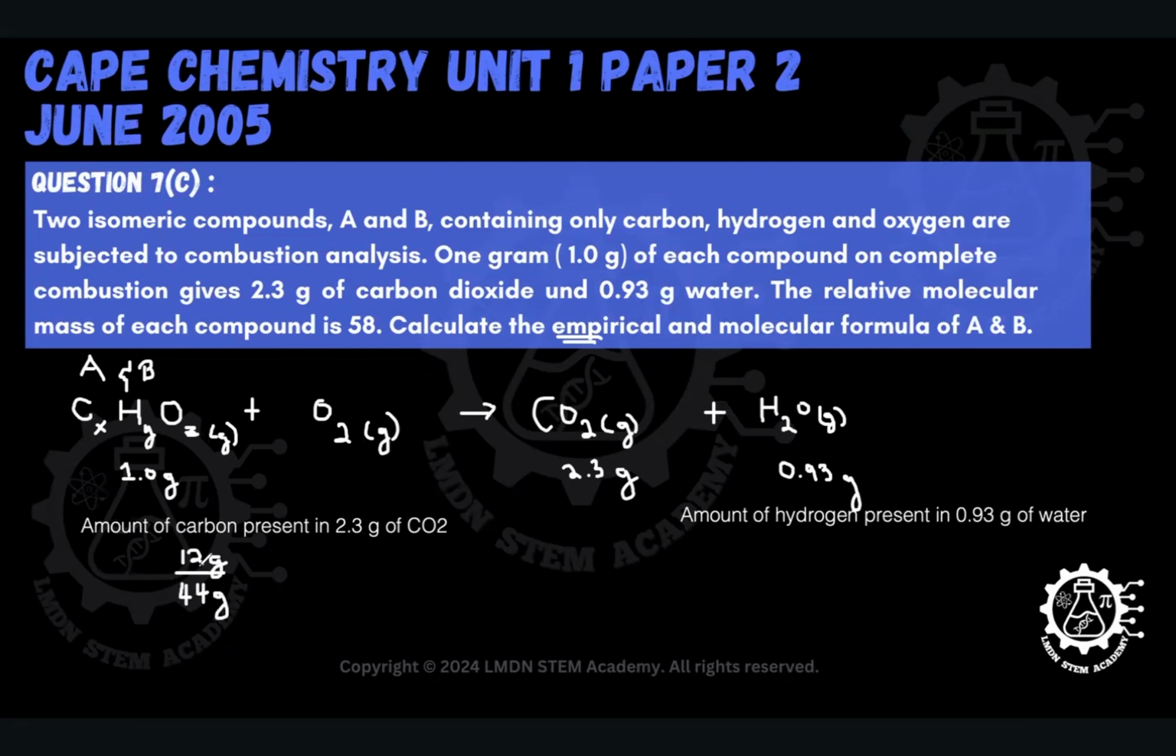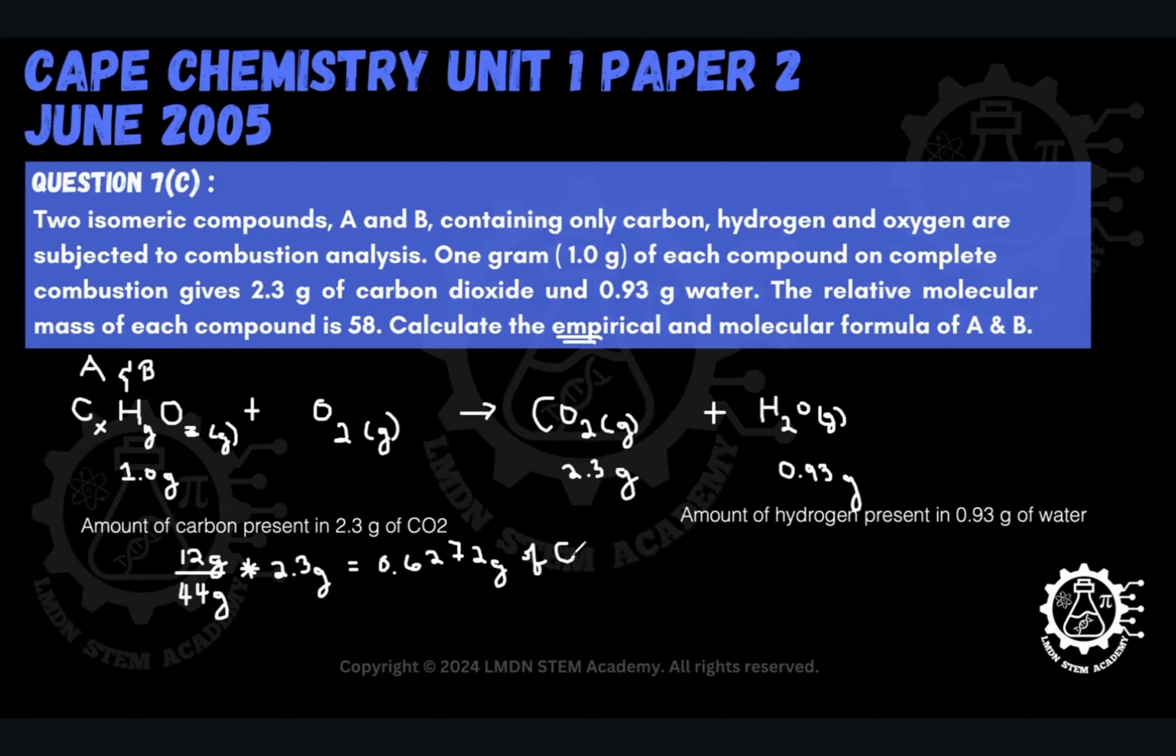Right? So that's the fraction of carbon that we have in every molecule of carbon dioxide. And since we only have 2.3 grams of carbon dioxide, we can multiply that fraction by 2.3 grams to find out how much carbon we actually have in this sample here. And it turns out that that number is 0.6272 grams of carbon. So that's the mass of carbon that we were able to get from this combustion.